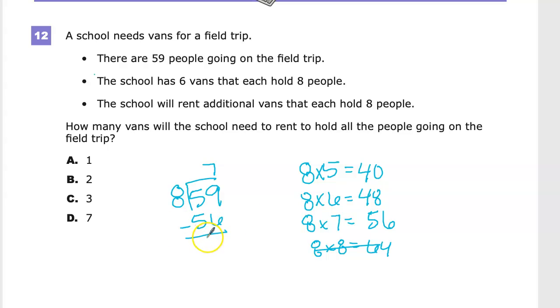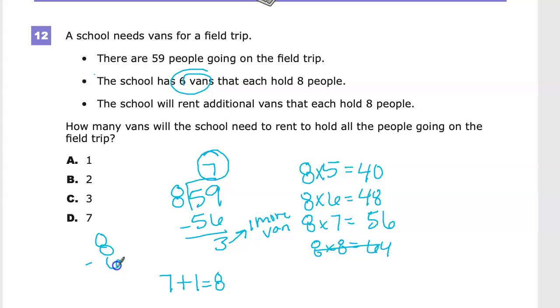59 minus 56 is 3. So this is telling me that I have 7 vans, but then I still have 3 people left over down here, so I'm still going to have to get another van. So 7 plus 1 equals 8, but we already have 6 vans that the school owns, so 8 minus 6 gets us our 2.